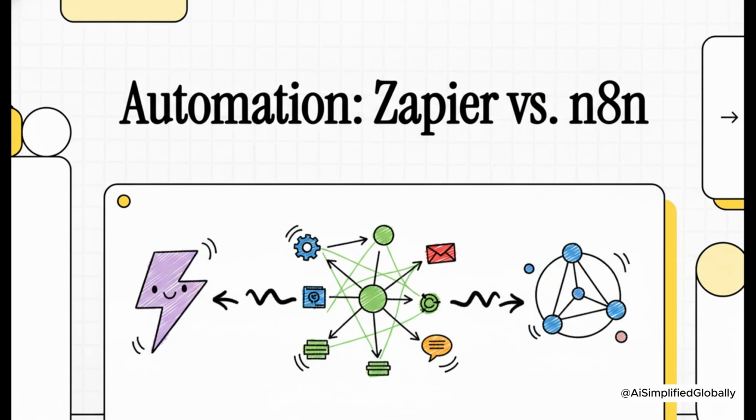All right, let's talk automation. Today, we're diving deep into two of the heavyweights, Zapier and n8n. If you're trying to figure out which platform is right for your business, you are in exactly the right place. You know, it really boils down to one question. Are you optimizing for speed or for control? And in this explainer, we're going to unpack everything you need to know to answer that.